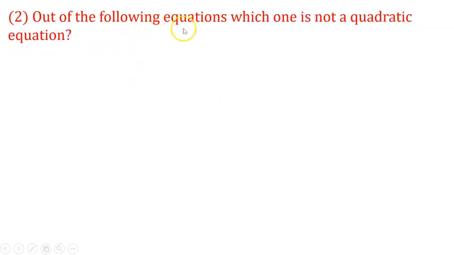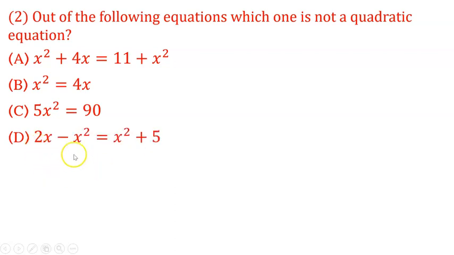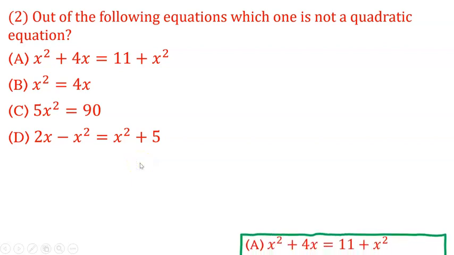Out of the following equations, which one is not a quadratic equation? Okay, first is x square plus 4x is equals to 11 plus x square. B, x square is equals to 4x. C, 5x square is equals to 90. D, 2x minus x square is equals to x square plus 5. Okay, now we'll verify here.